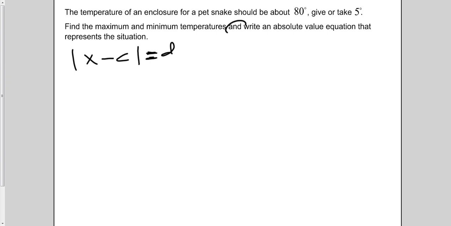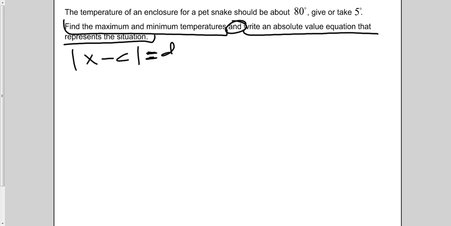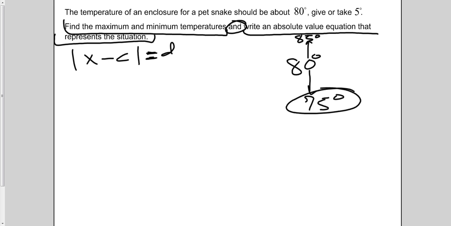So we're doing two things in this problem because of the and. We're finding the maximum and minimum temperatures. We're actually doing 3 things. And we're writing an absolute value equation that represents the situation. Well, just from looking at what we're talking about, we should be able to figure out what the maximum and minimum are. If what we're starting at is 80, that's the temperature for the enclosure, give or take 5. Well, if I give 5, then I'm really at 75. That's still okay. If I take 5, then I'm at 85. That's still okay. So my maximum and my minimum are 85 and 75.